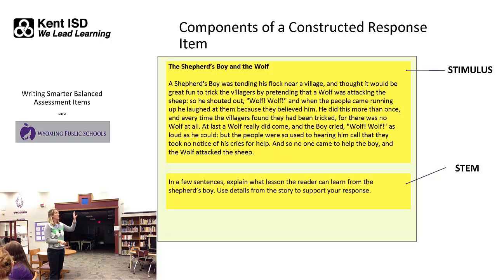So, to give a little bit of the vocab: the stimulus is the part of the assessment question that the kids are going to look at and respond to. And the stem is going to be whatever you're going to have them do. So it's the question they have to answer or the work that they have to complete.